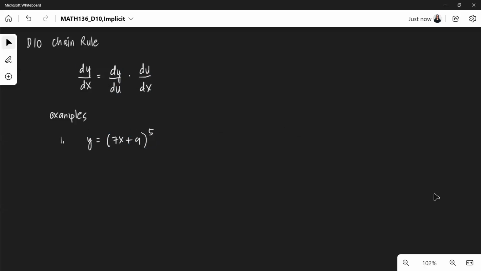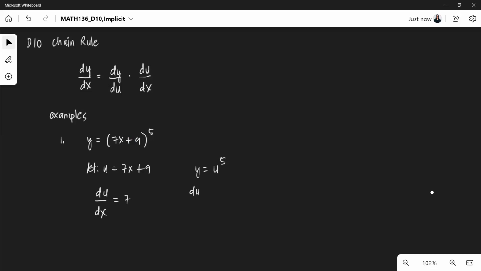So let u be equal to 7x plus 9. So we can solve for the derivative of u with respect to x. So using the differentiation rules, the derivative of 7x is 7 and the derivative of 9 is 0. And then since we replaced 7x plus 9 with u, we can write the original function as u raised to the power of 5.